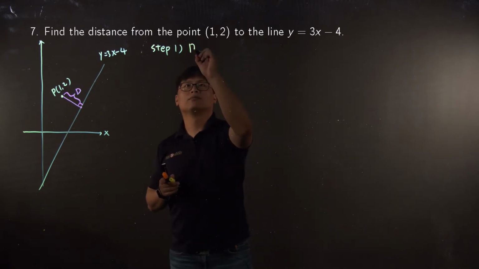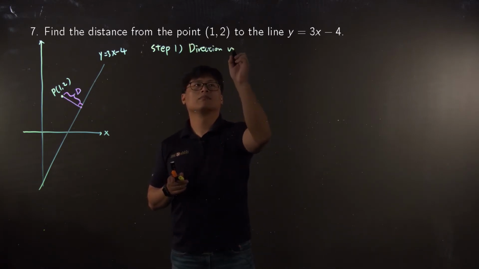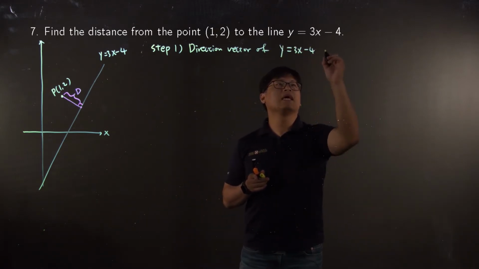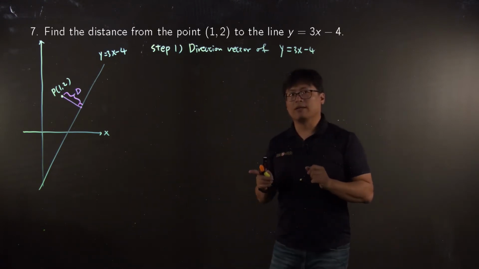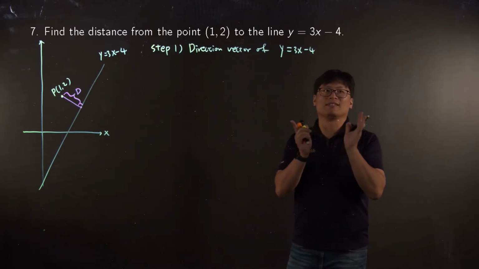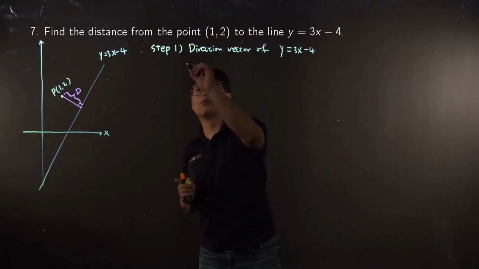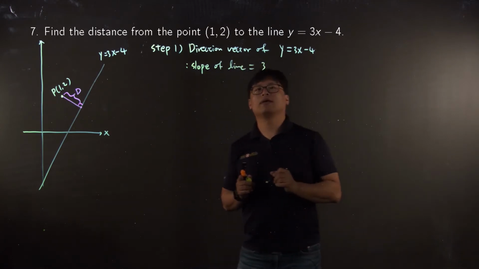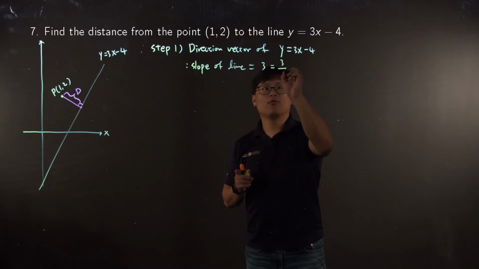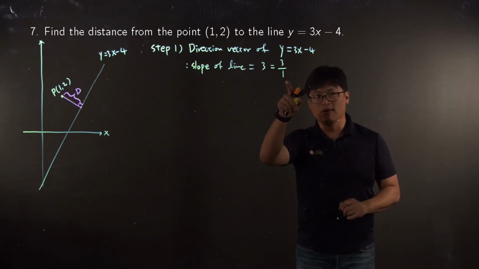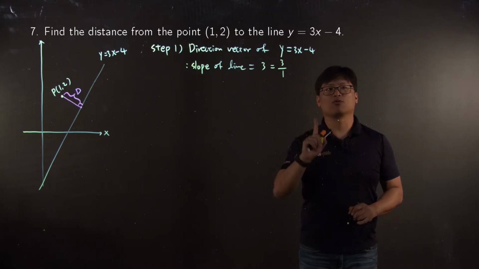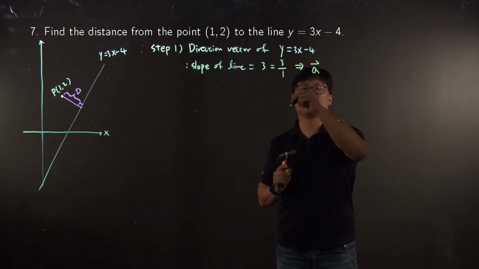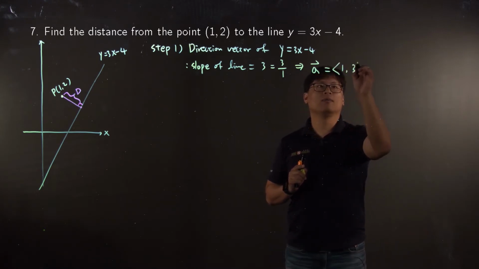Let's say it is vector A, but keep in mind the direction vector of a line is really the same thing as the slope. So we can start from the slope of this line, which is definitely 3. As I told you, this 3 means 3 over 1. So 1 is the run, the x component, and 3 is the rise, the y component. From this idea, I can write your direction vector A as (1, 3).